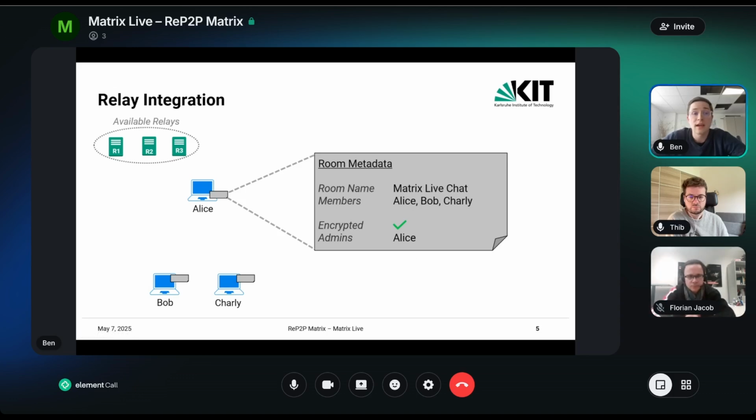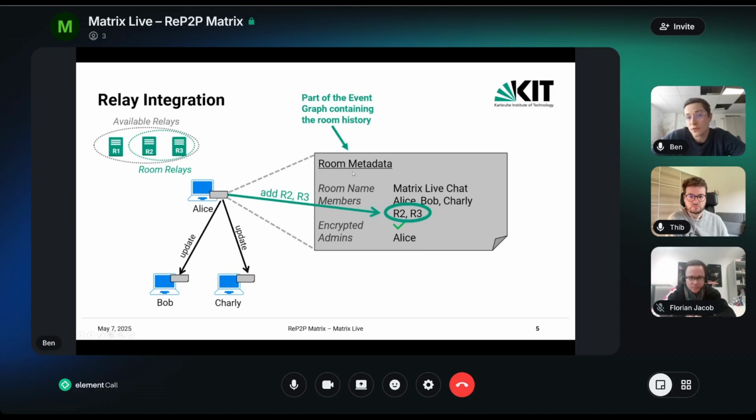So now Alice wants to add some relays to this room. And she does this by simply adding the room relays 2 and 3 to the room. And then sends the update to Bob and Charlie, so they can update their copy of the room metadata. And this room metadata is part of the event graph containing the room history of the Matrix event graph.